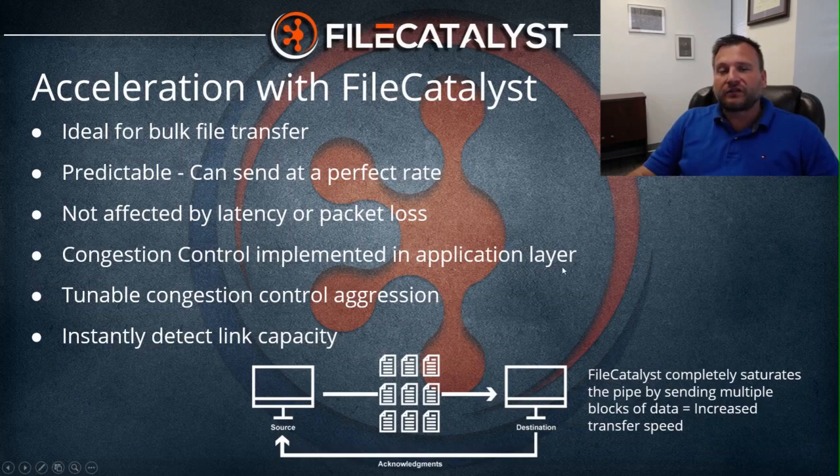And the capacity of the link is instantly detected with us. As you can see here in my graphic, there are multiple blocks of data going all at once, and acknowledgement is done on a much bigger block level, not at the window level. That means a lot more data has to flow through before an acknowledgement is sent. And even while the acknowledgement is still not received, the next block of data is already going. So you can see a lot more data flowing on the link.